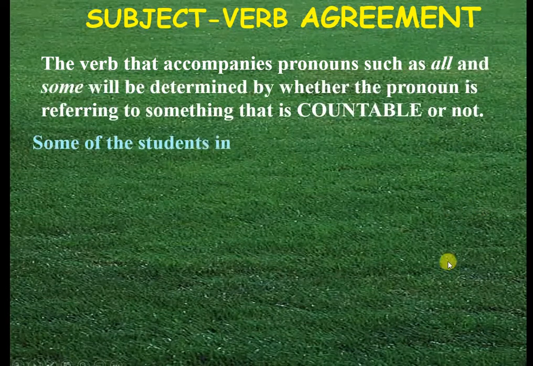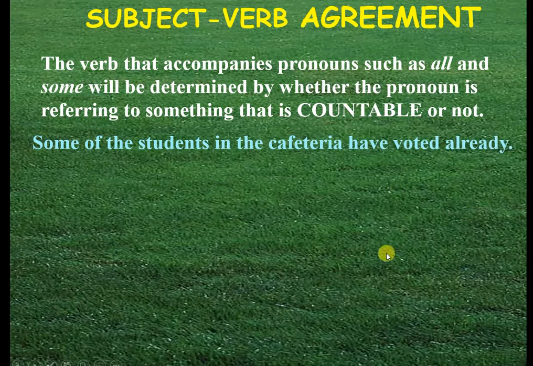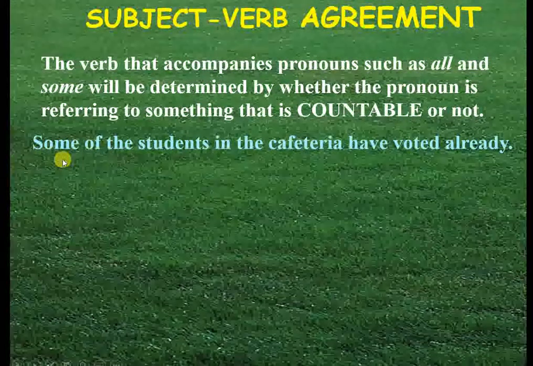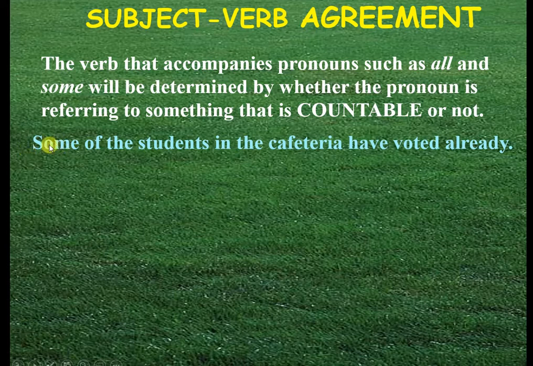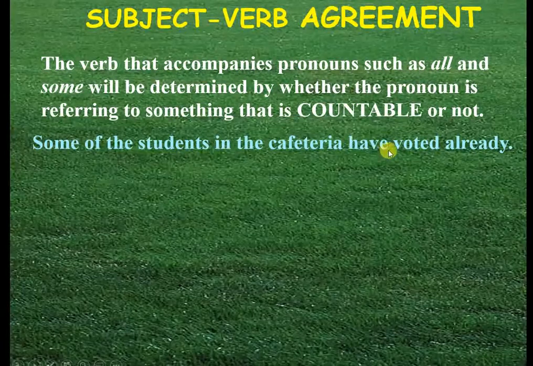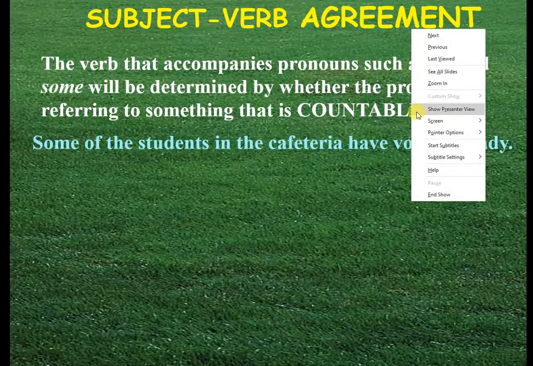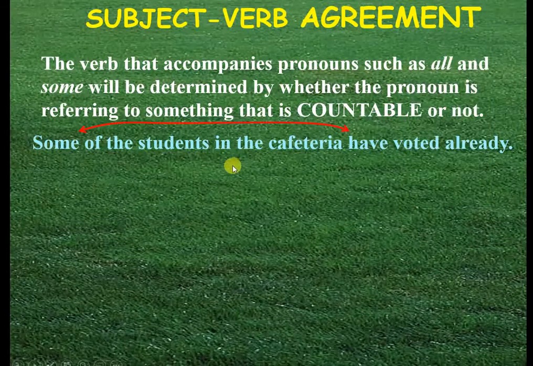Alright, so we've got a situation with all and some, and what you're going to have is prepositional phrases that are created. Some of the students, okay. When you see this type of language, you want to pay attention to the object of the preposition and ask yourself whether it's singular or plural. When it's plural and countable, then you're going to conjugate the verb for a plural subject. So you actually find the subject here in the prepositional phrase.